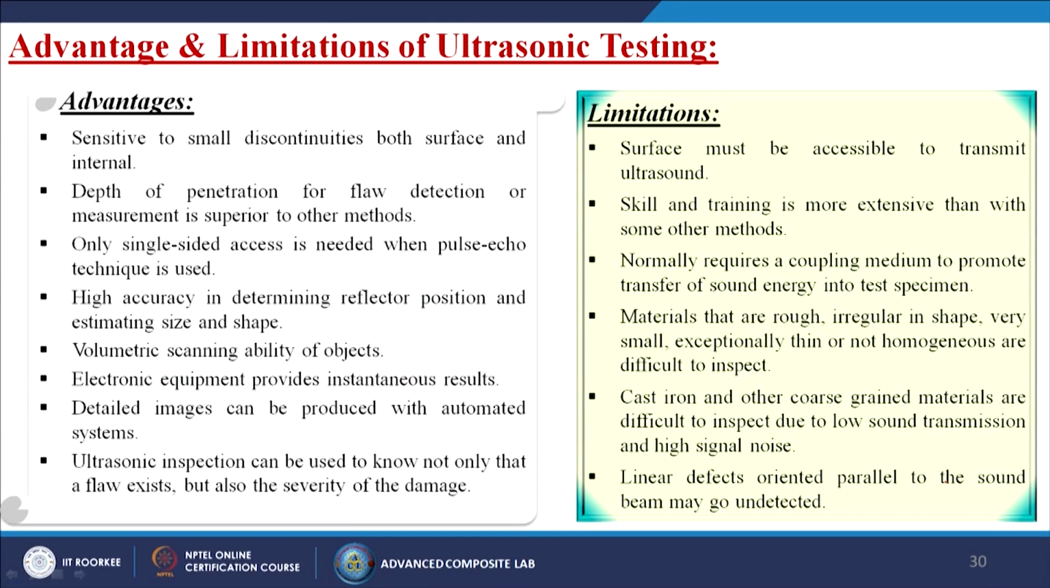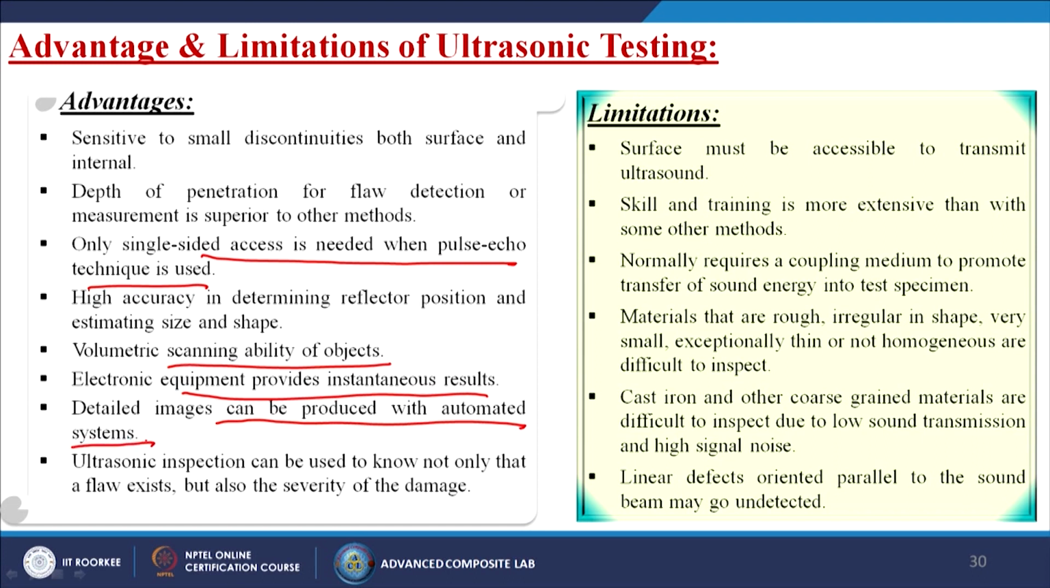Now, what are the advantages and limitations of ultrasonic testing? Advantages are: sensitive to small discontinuities, both surface and internal; depth of penetration for flaw detection or measurement is superior to other methods; only single sided access is needed when the pulse echo technique is used; high accuracy in determining reflector positions and estimating size and shape; volumetric scanning ability of objects; electronic equipment provides instantaneous results; detailed images can be produced with automated systems; ultrasonic inspection can tell us not only that a flaw exists, but also the severity of the damage itself.